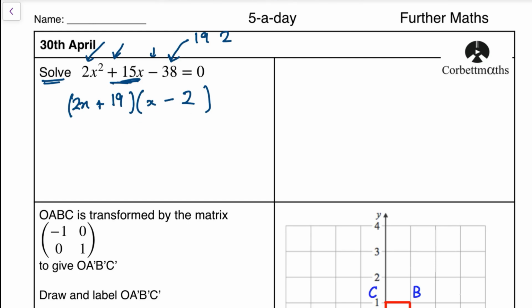Again, if this is the first video of mine you've watched, it takes a bit of experience, but practice does help you get to these things quicker. Either way, let's remember we are solving. So this is equal to 0, which means that x is equal to minus 19 over 2. And similarly, this one here tells me that x is also equal to 2. So my answer to this question: x equals 2 or x equals minus 19 over 2.